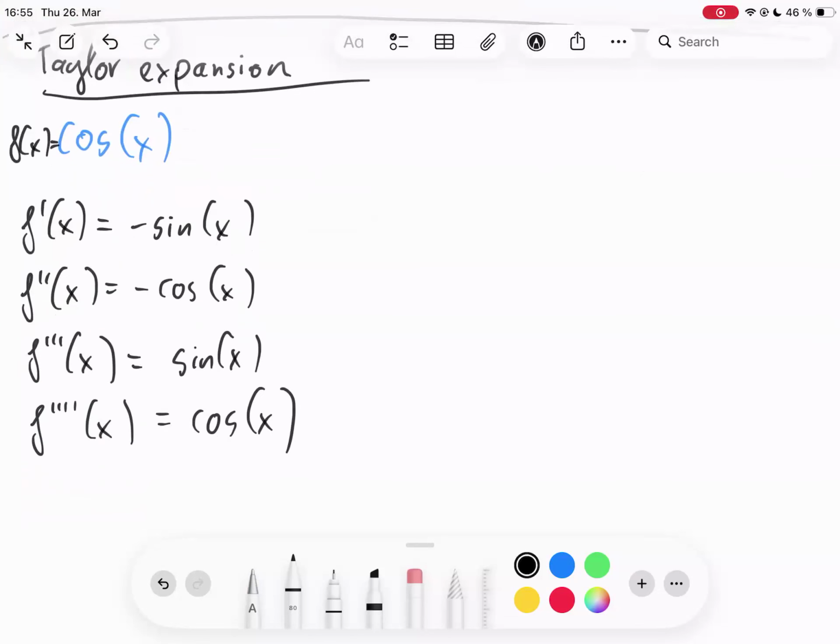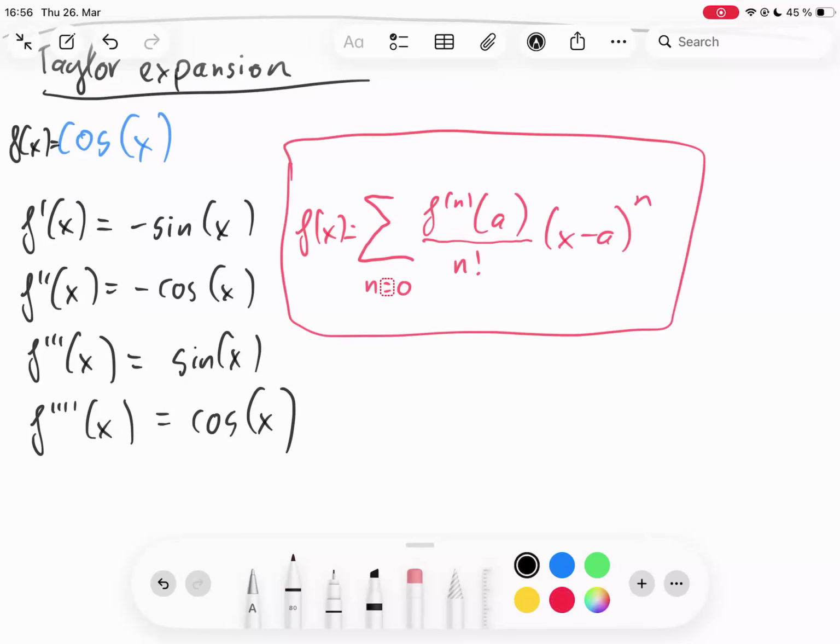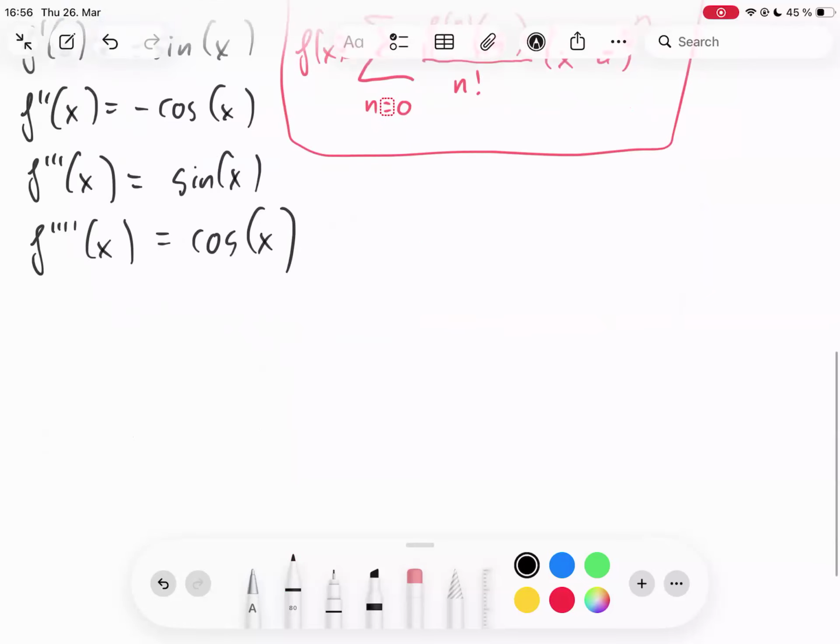Now, I will write down our Taylor expansion again. So f of x would be the sum where n is 0, of f, where we have the nth derivative, evaluated at some value a, we'll come to this value a in a moment, divided by n factorial times x minus a raised to the power of n. That's the Taylor expansion as we saw before, and we can apply this now. So we can say there's some value a, which we will come to later.